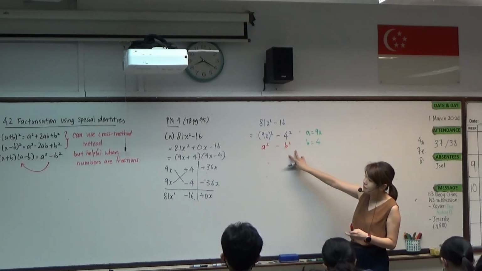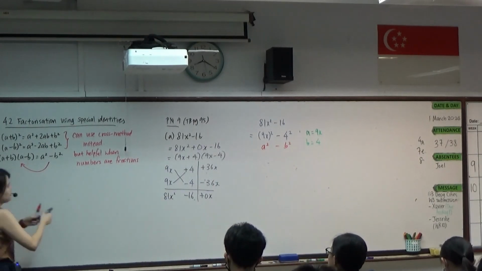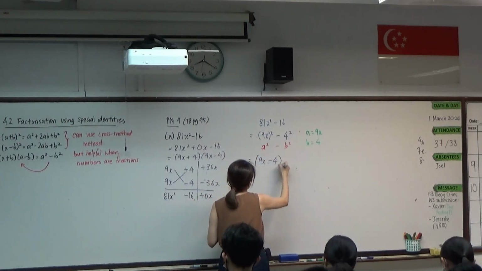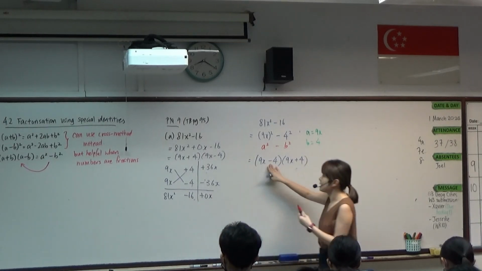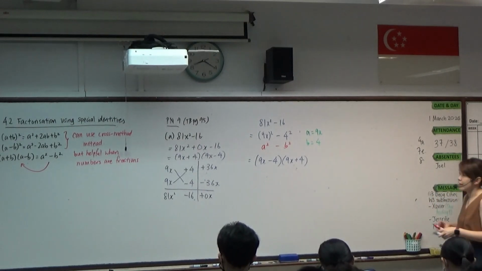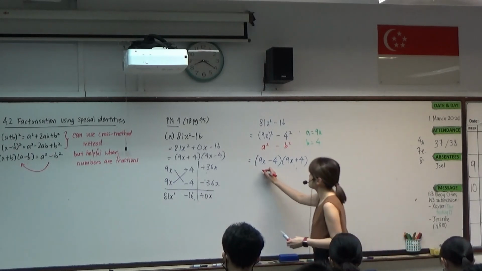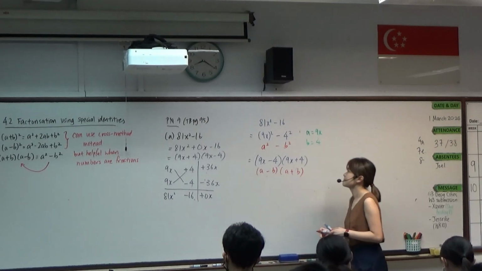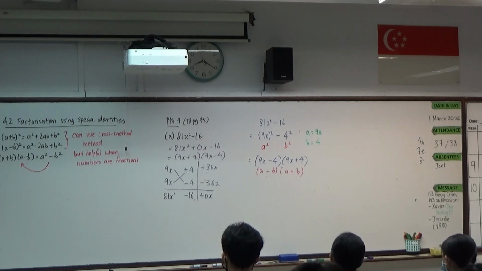So with this recognition, applying our formula here, I will then be able to say that it will be 9x minus 4 times 9x plus 4. It doesn't matter whether the plus comes first or the minus comes first, because you can shift it around and it still holds true. So this is a minus b, a plus b. Questions?